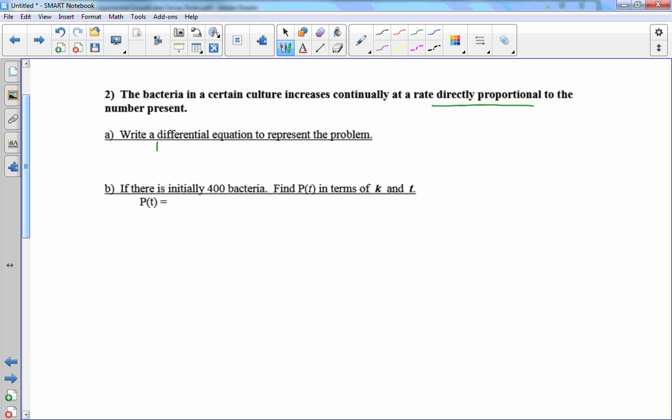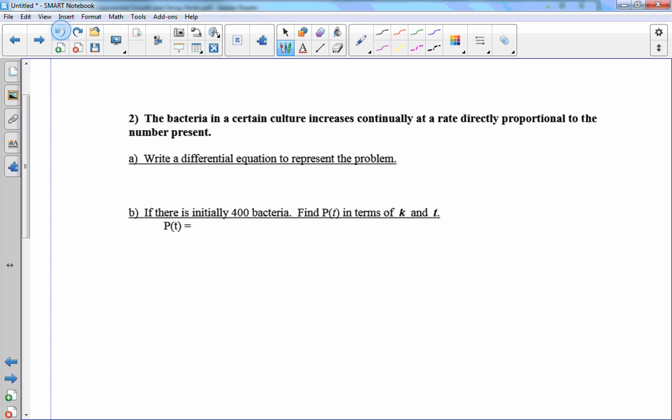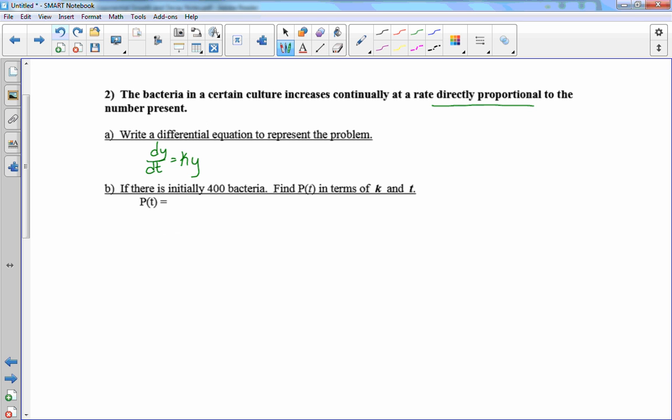Well, it's not dy dx, it's dy dt equals ky. If there is initially 400 bacteria, find P of T in terms of K and T. Okay, what does P of T represent, do you think? When we're finding P of T, we get this number, what does that represent? Good, so can we call it population over time? And it can be at any time, depending what time we're plugging in.